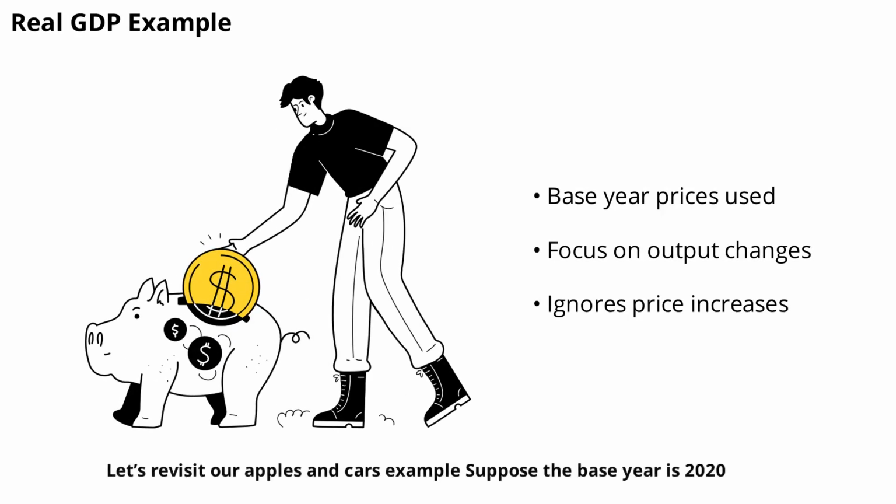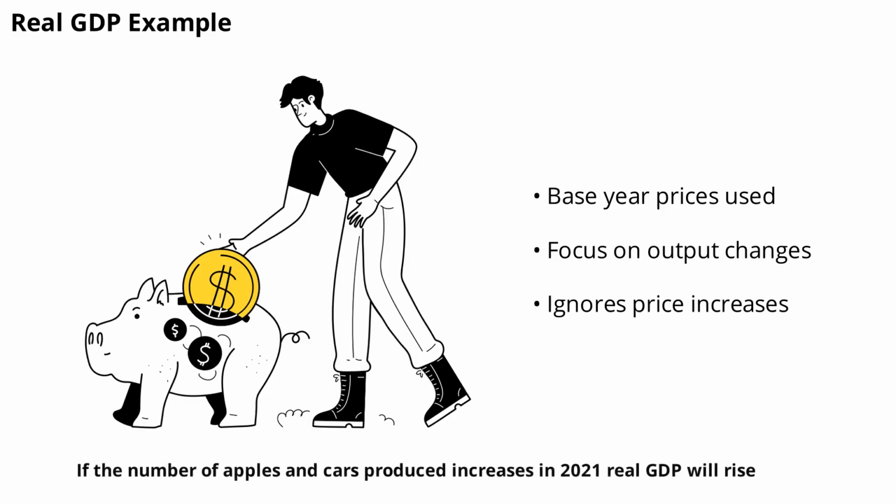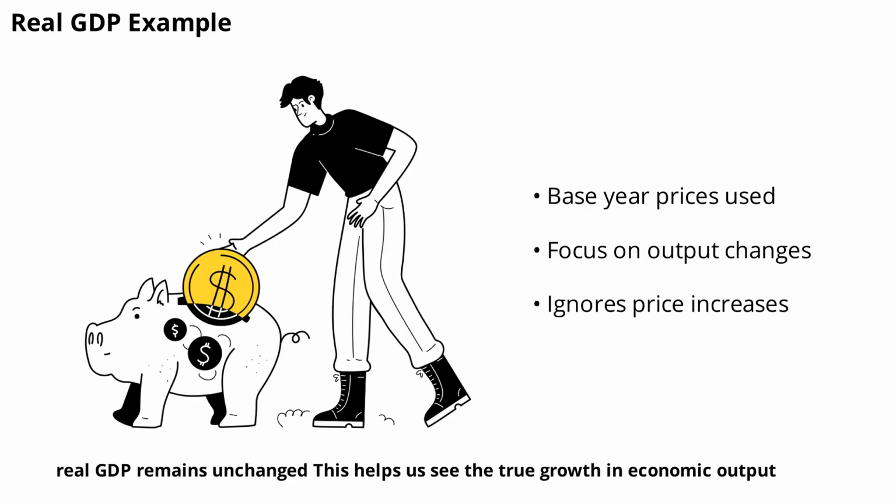Let's revisit our apples and cars example. Suppose the base year is 2020. In both 2020 and 2021, you use the 2020 prices to calculate GDP, regardless of any price changes in 2021. If the number of apples and cars produced increases in 2021, real GDP will rise. But if only prices increase and production stays the same, real GDP remains unchanged. This helps us see the true growth in economic output.